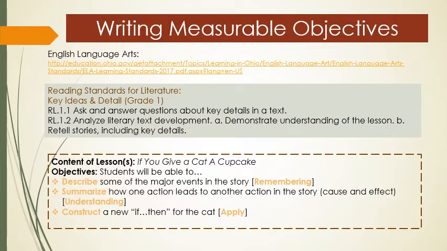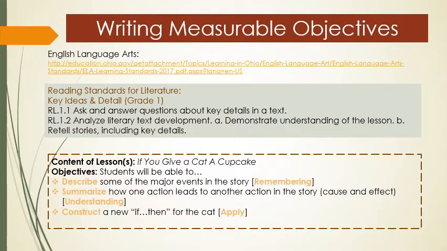But what I did, I followed the pattern that I'm expecting of you. I went to the English Language Arts Learning Standards for Ohio, which the link is there. And then I located two different standards. Well, it's actually one major standard and two breakdowns of it. It was reading standards for literature for grade 1 within key ideas and details. And you see the two that I've selected there: ask and answer questions about key details in the text, and then analyze the text development, demonstrating an understanding and being able to retell the story, including details about the story.